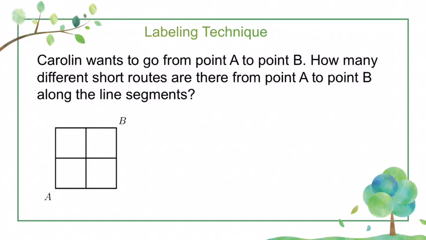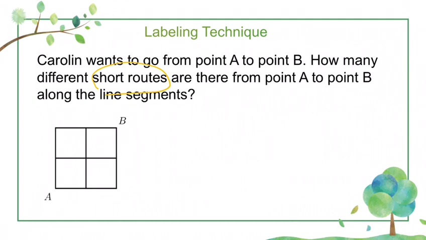For day 2 is the labeling technique. Actually, it's very easy. And I see very different ways, like you use different pens to find the lines, which is also a way, and somebody uses a formula. Okay, let's see it together. Caroline wants to go from point A to point B. How many different short roads?